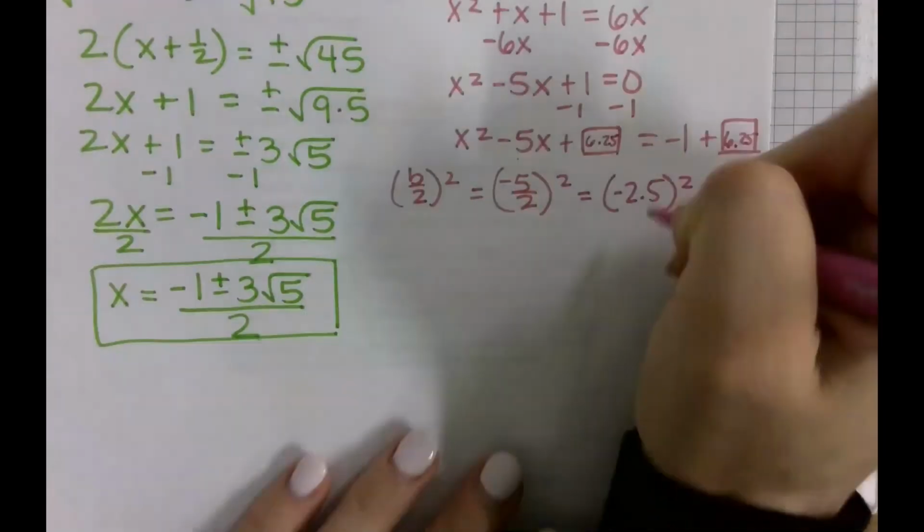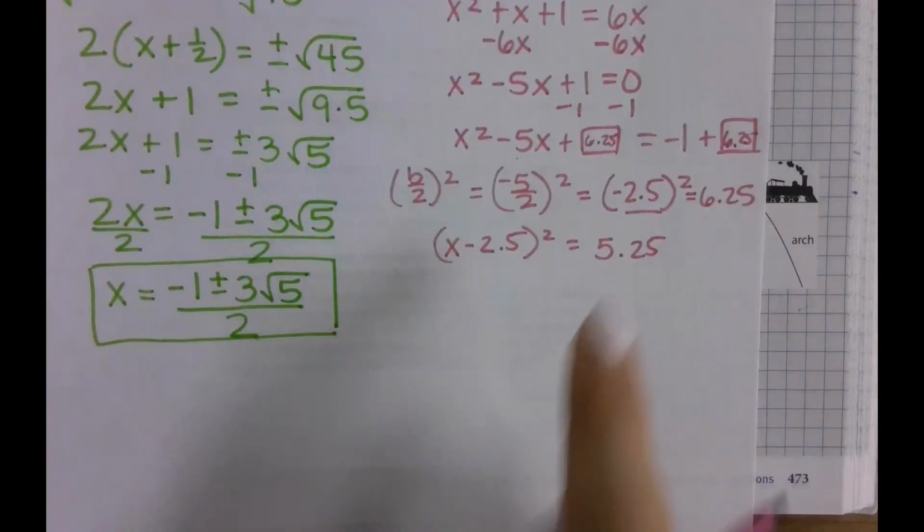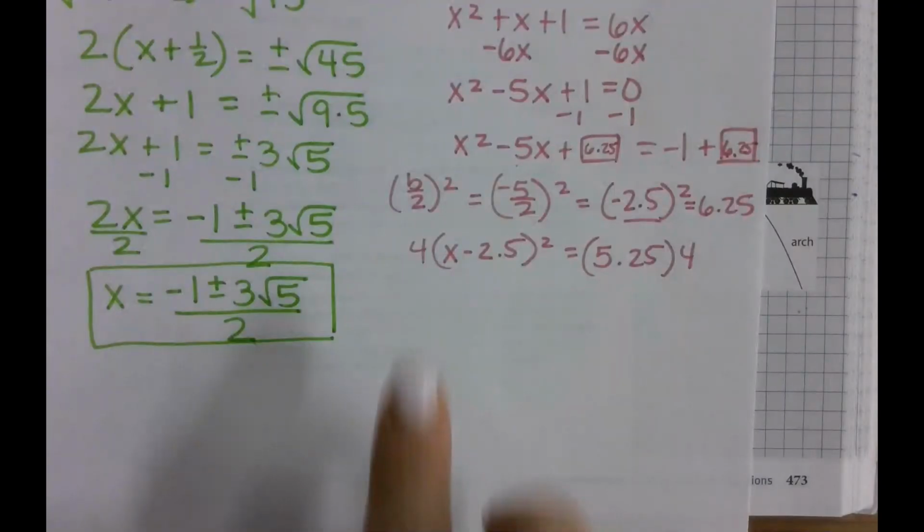So again, you get your factored form from your b divided by 2. So I know it's equals, and then negative 1 plus 6.25 is 5.25. All right, we have a decimal here. We don't want that, so try multiplying it by 4 to see if that gives us a whole number. It gives us 21. So we're going to multiply both sides.